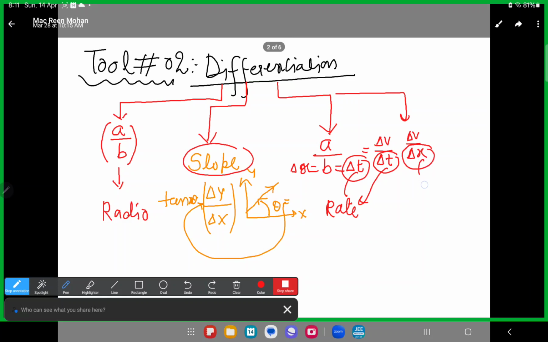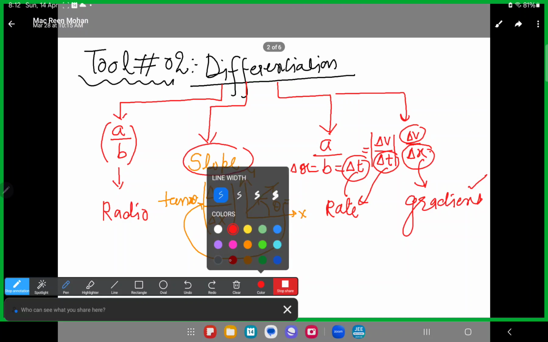Example, let's say delta v upon delta x. So when delta x comes in the denominator, that is called gradient. Now this particular quantity is called velocity gradient. So when any quantity is expressed and x comes in the denominator, that is called gradient. So please remember, when t is there, it is rate, that is rate of change of velocity. When x is there, it is called gradient. So please mind it and always remember.